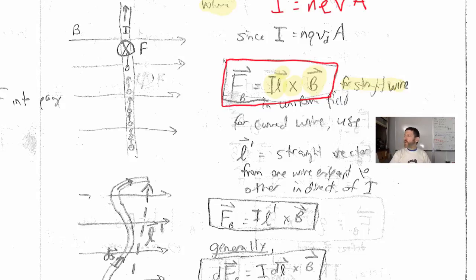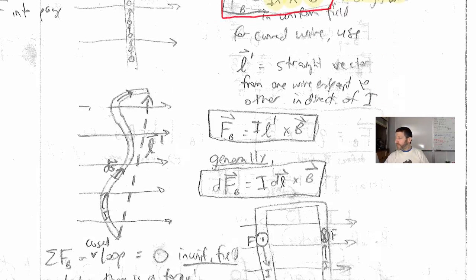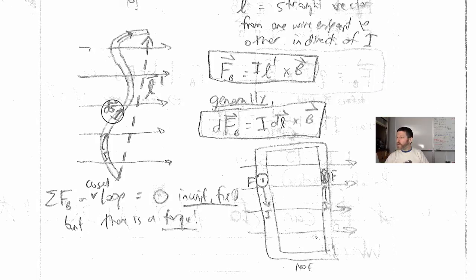Now, for a curvy wire, there's a fantastic way to do it. You could integrate. You could integrate every little piece ds of that wire and add up, so you could do the infinitesimal force on a little infinitesimal piece of wire. dF is I times that infinitesimal length cross B, and then you integrate that, adding up all those.